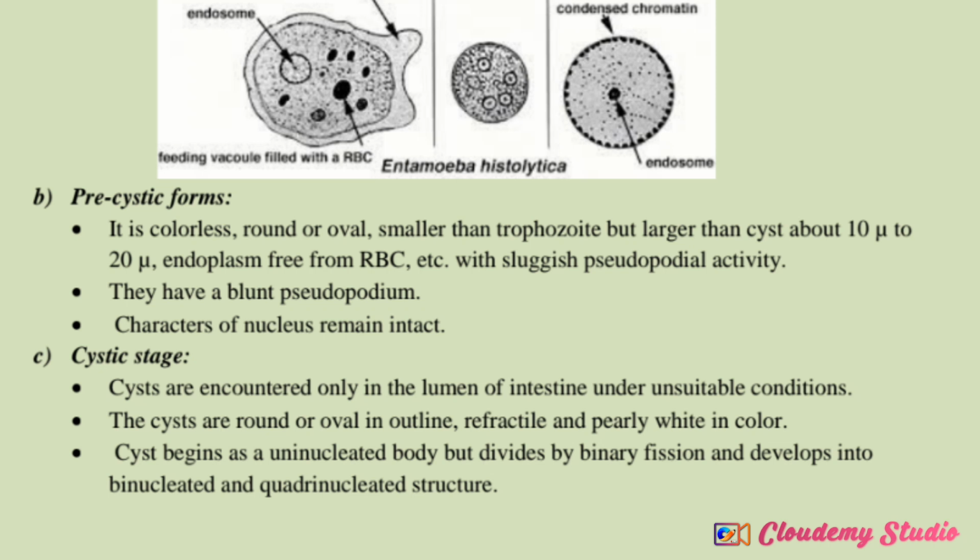And the cystic stage begins as a uninucleate body, but divides by binary fission and develops into binucleate, then to quadrinucleate structure, which we'll be talking about in their life cycle. So they have a uninucleate, then it transforms into binucleate, then into quadrinucleate. Quadrinucleate means what? It has four nuclei. So it starts with one nucleus, two nuclei, then four nuclei. You understand? That's how their life cycle goes.